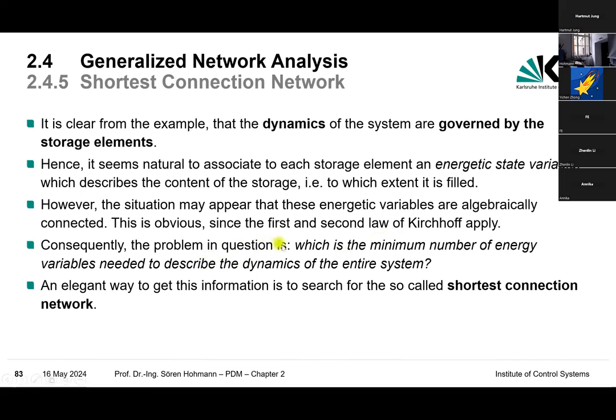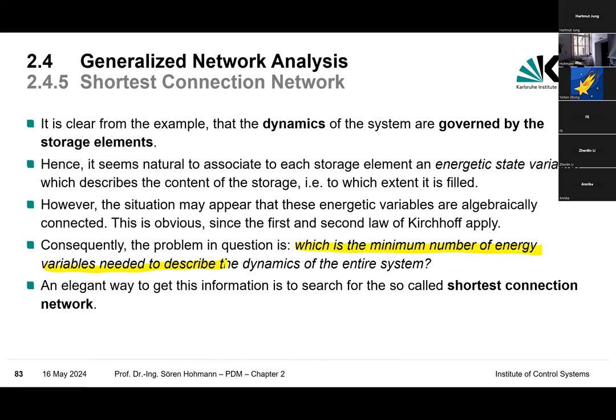So the question is, which is the minimum number of energy variables needed to describe the dynamics of the entire system? That's the first step. We know from a theoretical point of view there might be variables which are somehow redundant. And if they are redundant, we do not need them, because they can be described by only one of them. So that's basically the problem in question. And there exists a wonderful way to do that.